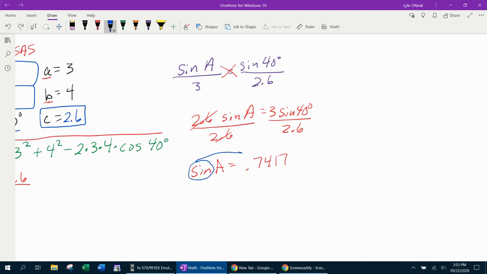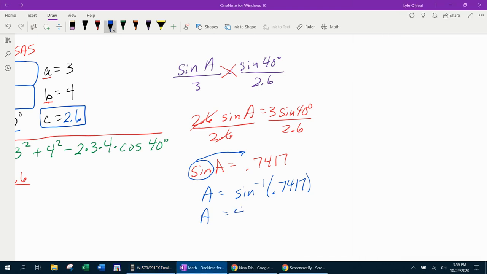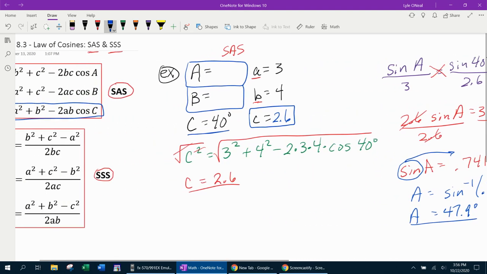And then we can bring the sine over, which will make that the inverse sine of 0.7417. We're going to have to bring up our calculator one more time and do the inverse sine of the previous answer. I do like using that previous answer button there. And this is the final answer, so we'll round that to the nearest tenth, 47.9 degrees.